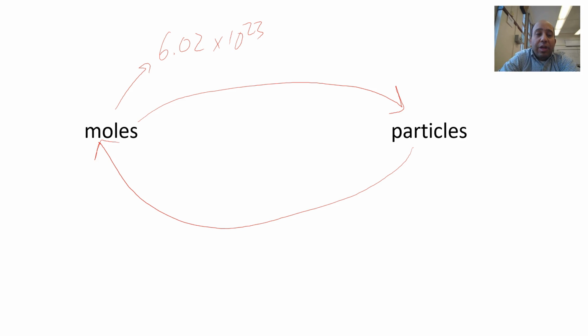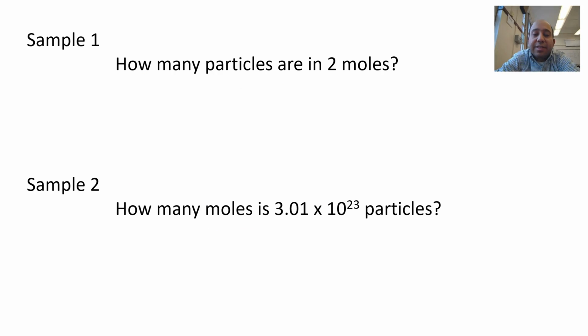So if you want to memorize, which I don't encourage memorization, but if you really want to memorize, the way you go from moles here to particles here is you multiply by Avogadro's number. Multiply by Avogadro's number to go from moles to particles. And if you want to go from particles to moles, you divide by Avogadro's number. Okay?